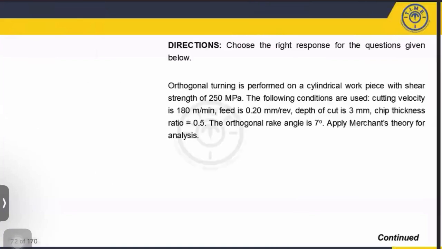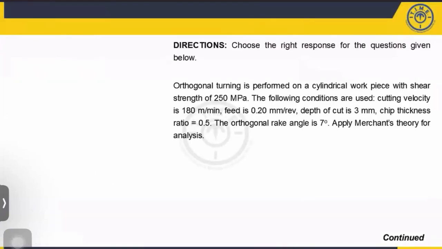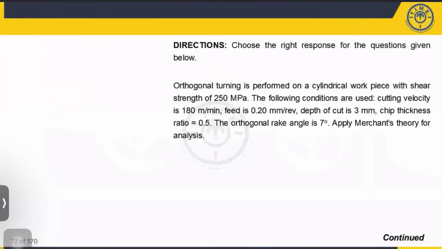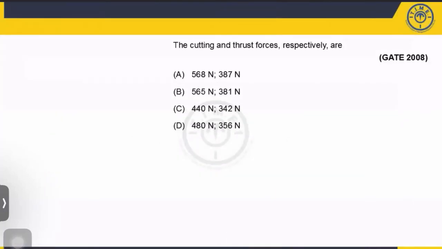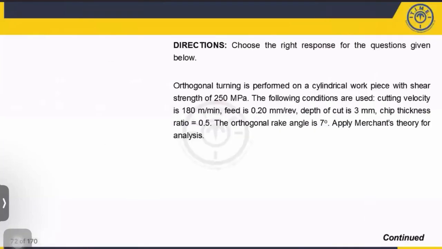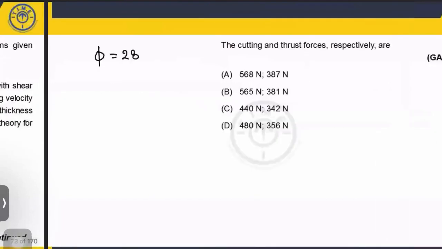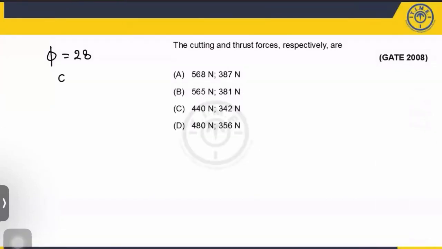So what is the question? Orthogonal turning is performed. I think it is the question which I have discussed previously, so this is also a linked question. That means the same data is given, and you have to use it to calculate the cutting and thrust force. But how will you calculate the cutting and thrust force? You know the phi value, the shear angle. What is the shear angle value? 28. You know the value of alpha, which is 7 degree.